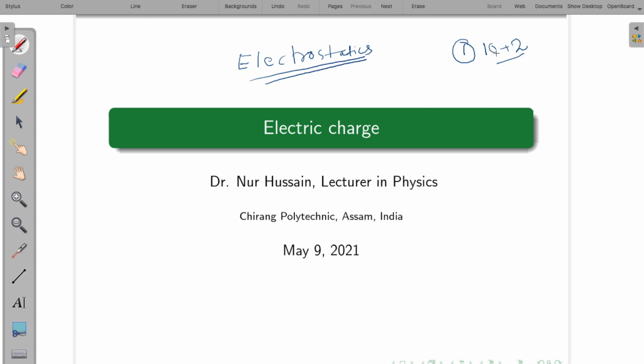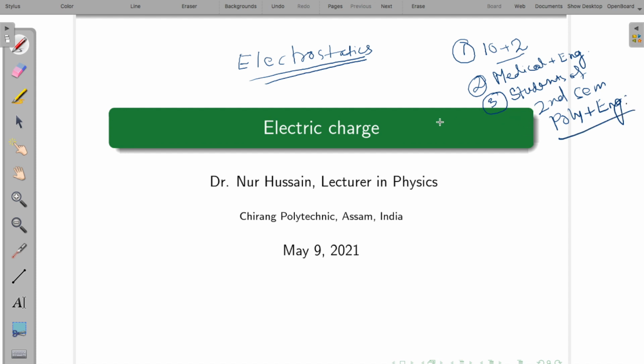electrostatics. This lecture will be very much important for 10+2 final year students, then medical and engineering entrance exams. Also these lectures will be very much helpful for the students of the second semester of Polytechnic and engineering colleges. Okay, because the syllabus is the same for all these courses.